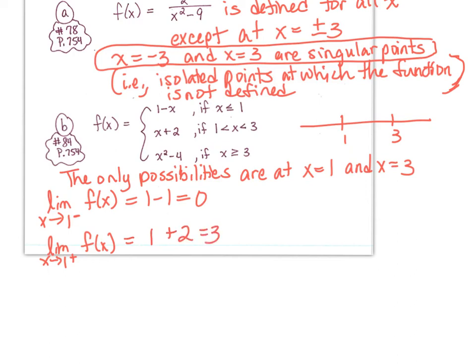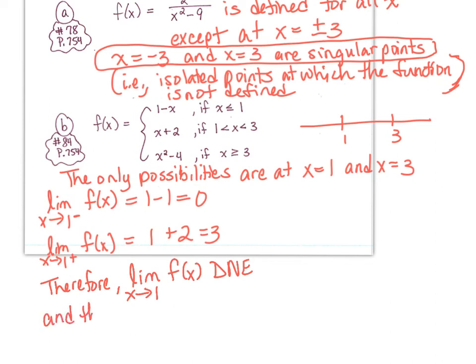0 is not equal to 3. The left-hand limit is not the same as the right-hand limit. So that means that the limit of f of x as x approaches 1 does not exist. Remember, the left-hand limit has to be the same as the right-hand limit for the limit to exist at that value. So since it does not exist, we can say that there is a discontinuity at x equals 1. Okay?